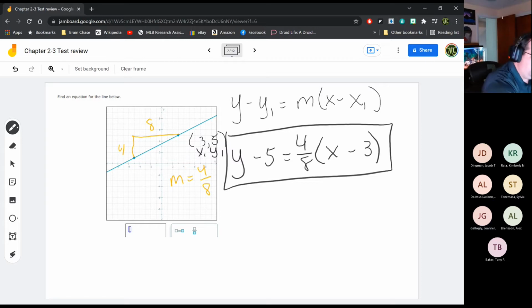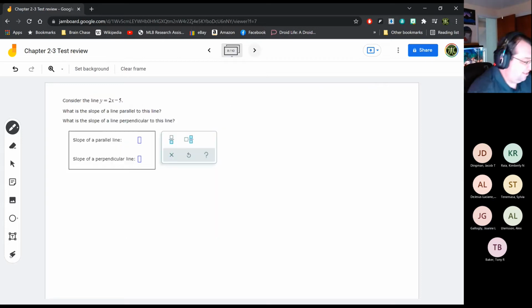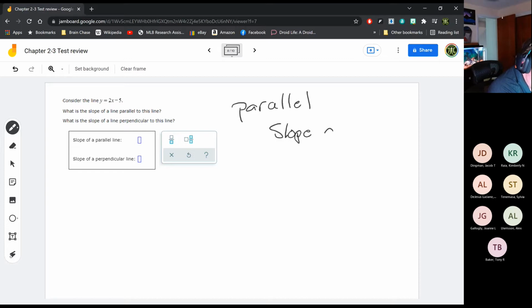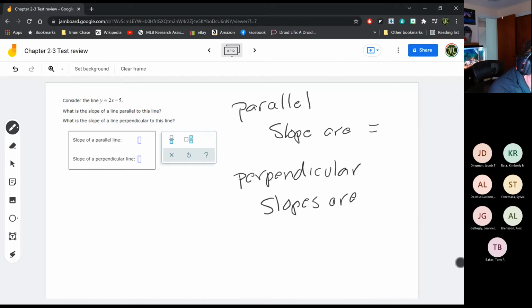All right, 3 to go. Parallel and perpendicular lines. So remember, parallel lines: your slopes are equal. Perpendicular: slopes are flipped and signs changed.